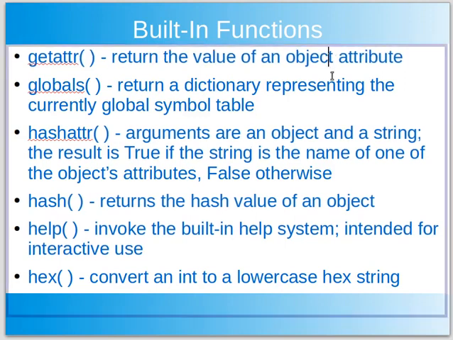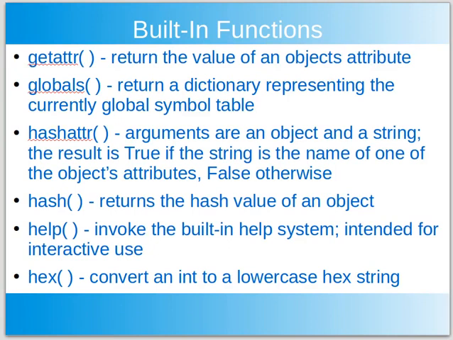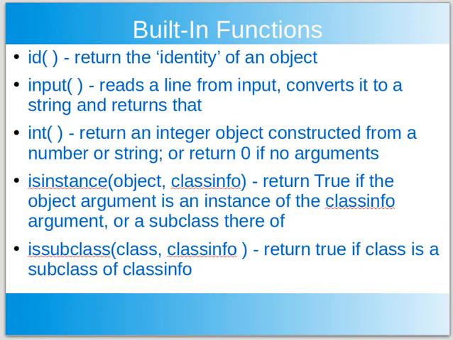Globals returns a dictionary representing the current global symbol table. Hasattr arguments are an object and a string. The result is true if the string is the name of one of the object's attributes, false otherwise. Hash returns the hash value of an object. Help invokes the built-in help system, intended for interactive use. Hex converts an int to a lowercase hex string. ID returns the identity of an object. Input reads a line from input, converts it to a string, and returns that. Int returns an integer object constructed from a number or string, or returns 0 if no arguments.